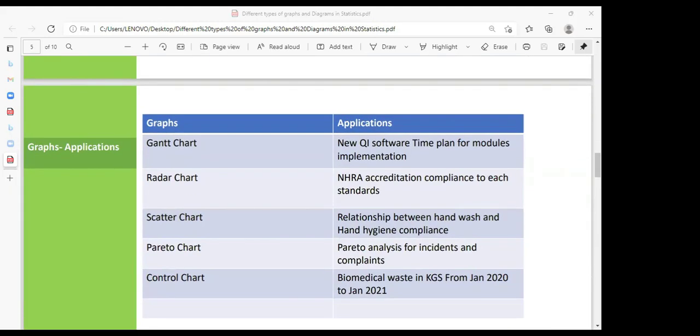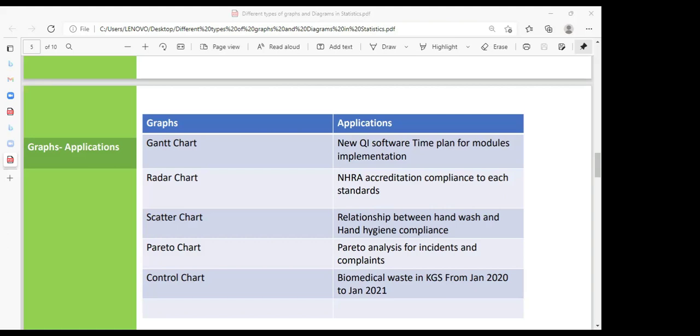We were at the radar chart. The radar chart, as I explained to you all, the keyword for this is basically compliance. So when I say compliance, I put NHRA here. I've used an abbreviation. NHRA is the accreditation body, the National Health Regulatory Authority of Bahrain. So basically, when they come for accreditation, the compliance to each of the standards can be displayed in the radar chart. It is similar to that of JCI or NABH or any of those.